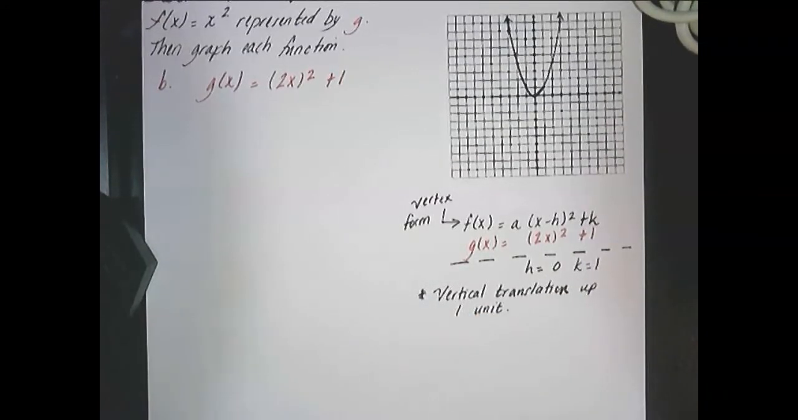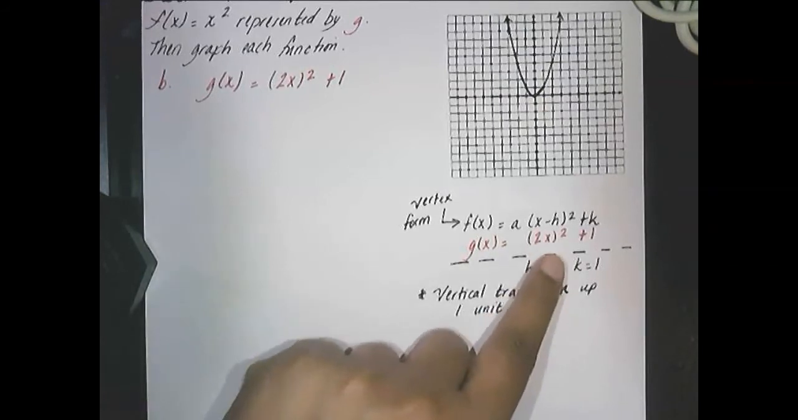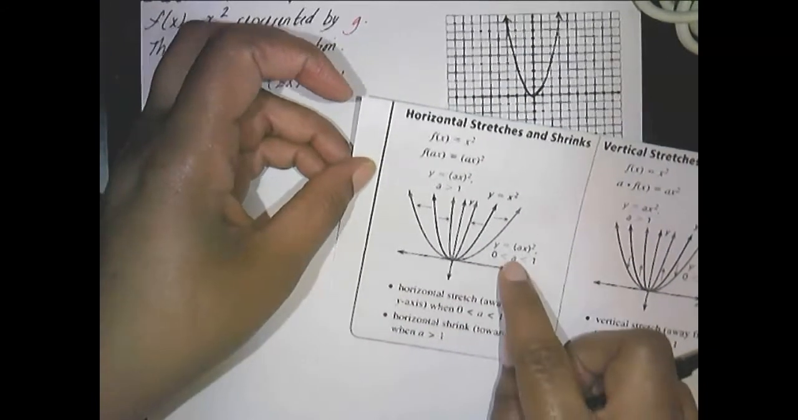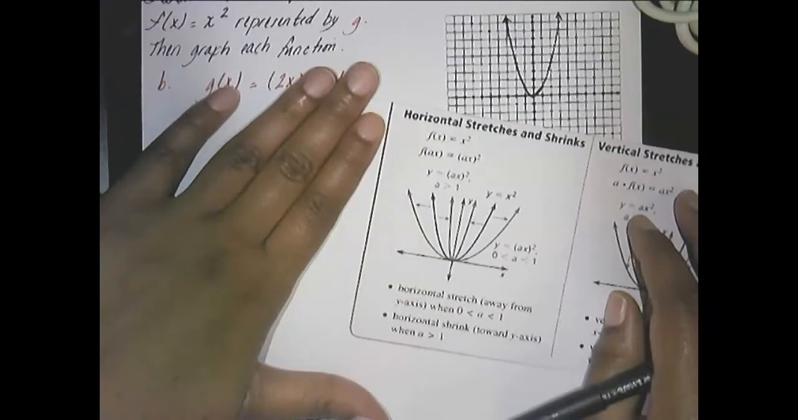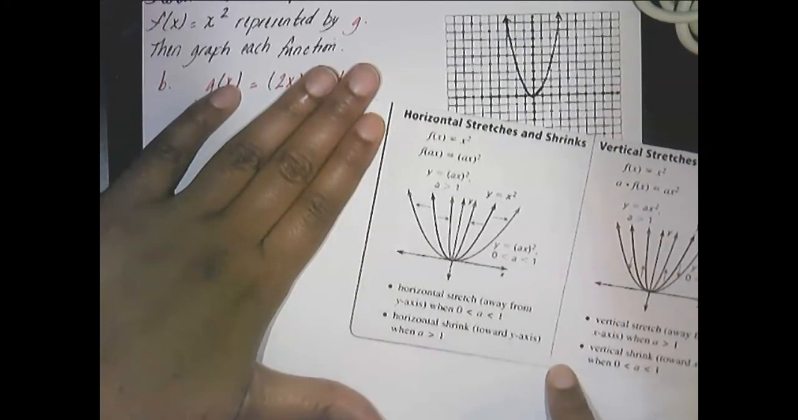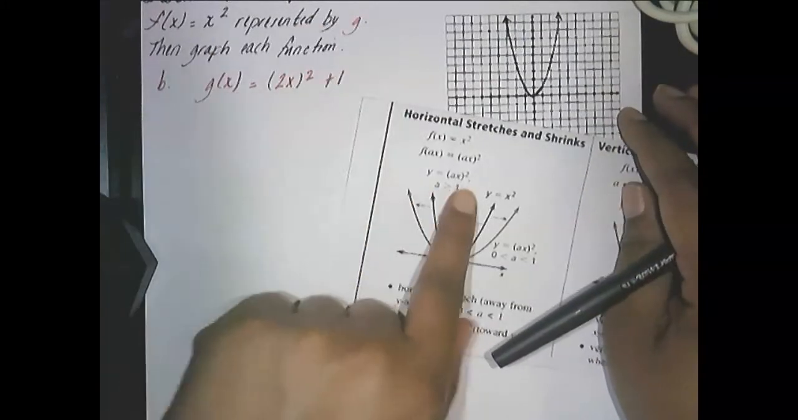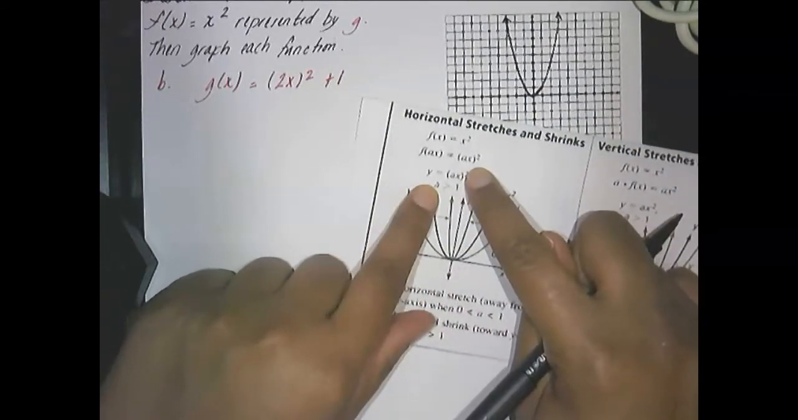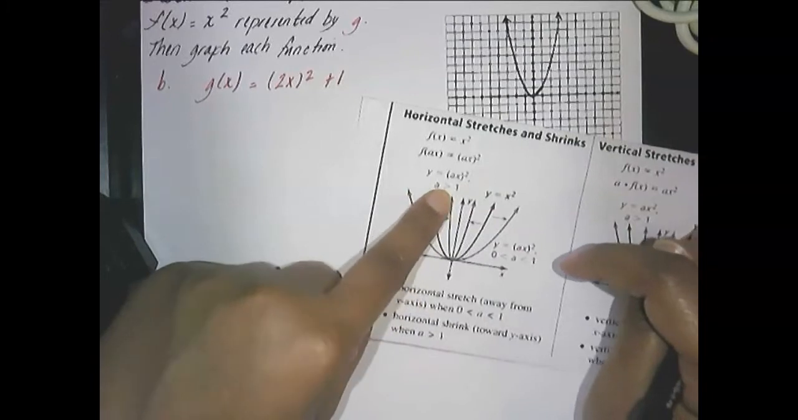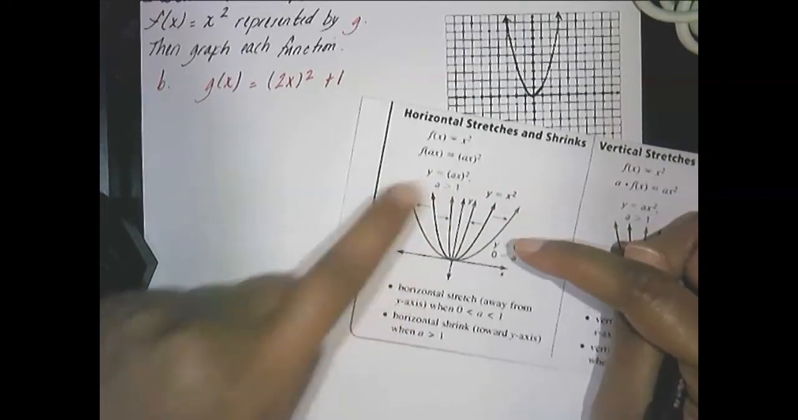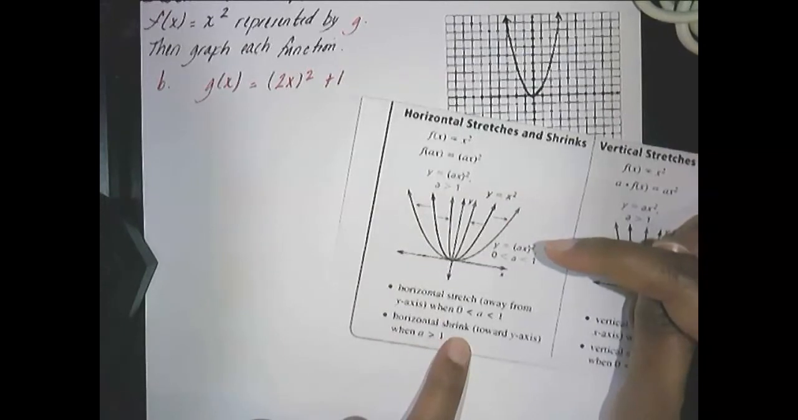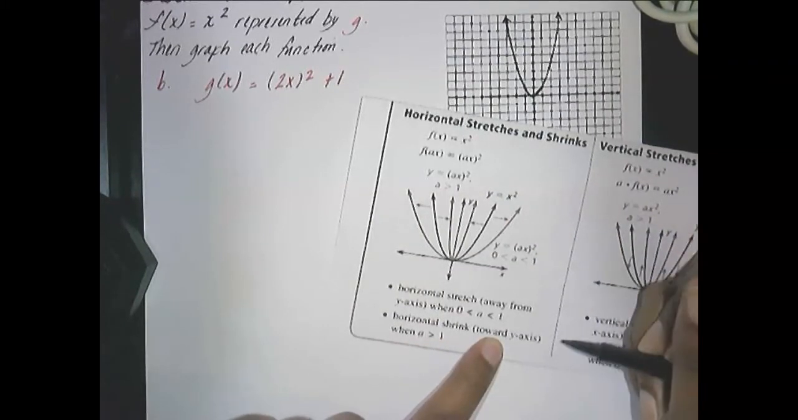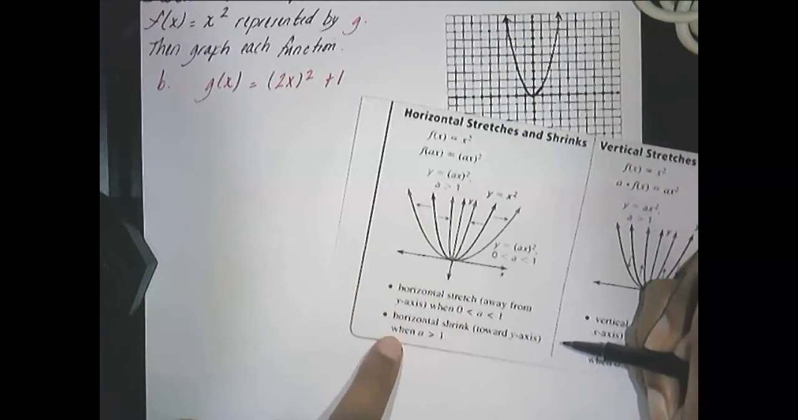Then we have that 2. What I want you to notice about the 2 is that the 2 is inside the parentheses. So that 2 is going to cause something horizontal to happen. Now, here is our image here, and you do have this on your class kick assignment in color so that you can see the difference. Now, inside of our parentheses here, we have a 2. So what happens here, 2 is greater than 1. And so because 2 is greater than 1, we're going to have a horizontal shrink, meaning it's going to get closer to the y-axis. Okay, so because a is greater than 1, a is 2.